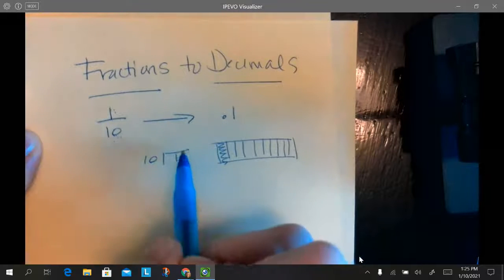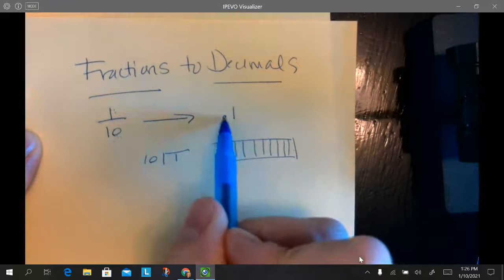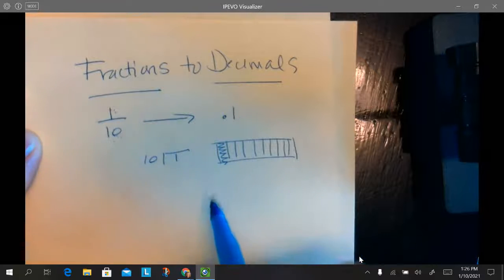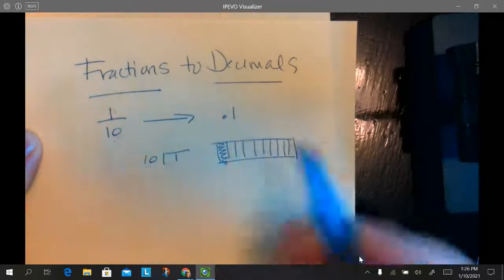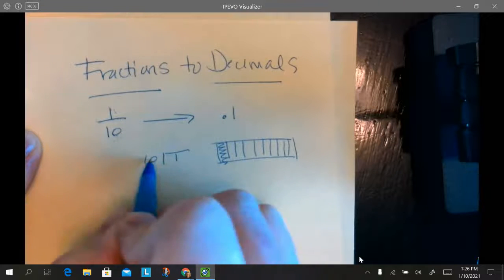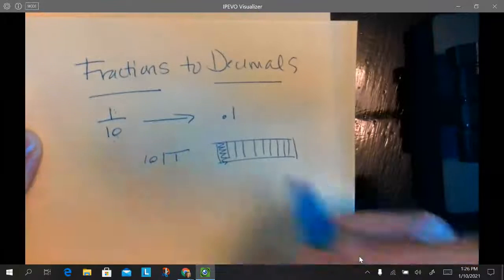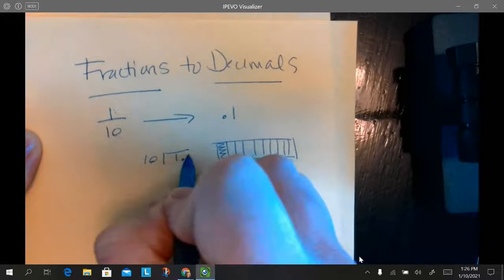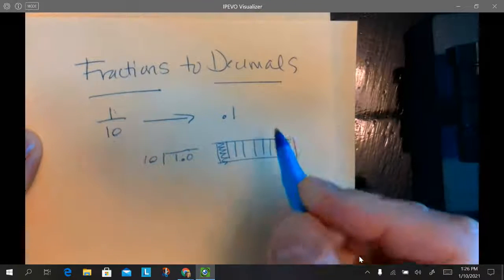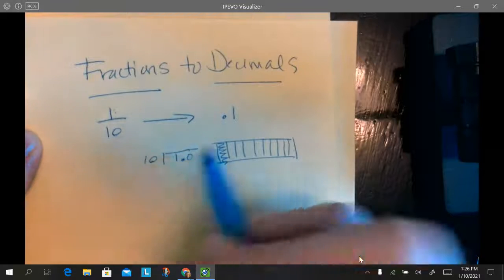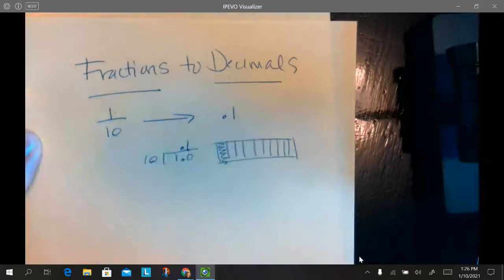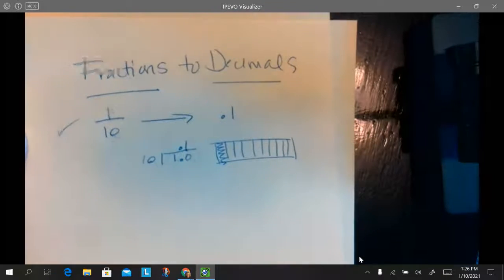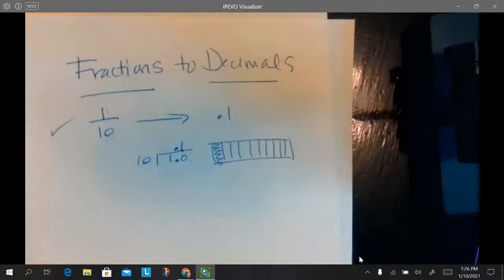If you put this in your calculator, you would automatically get 0.1, or 1/10. Or if you divide this out, obviously 10 cannot go into 1, so you make a 0.0. Then 10 goes into 10 one time. Either way, that is one way to look at fractions to decimals.